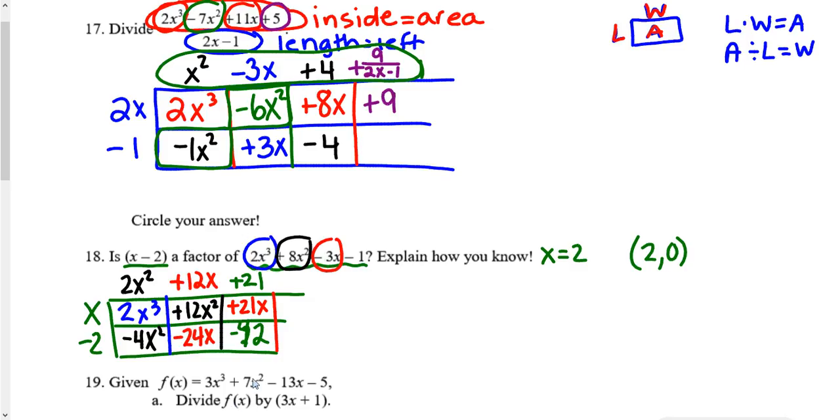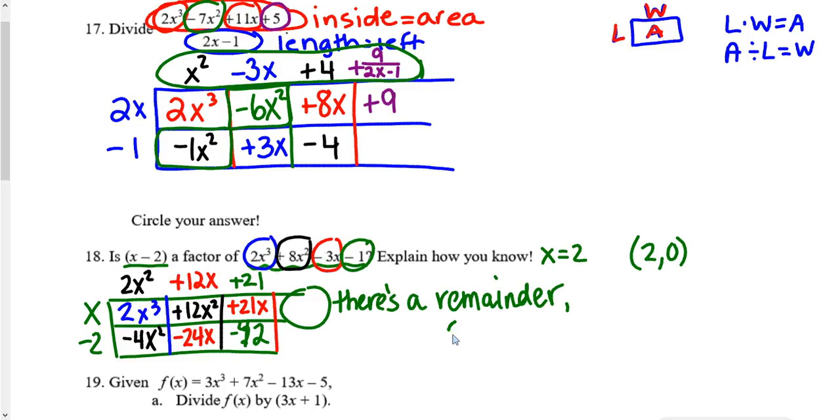So that's not what I'm supposed to have. So there's a remainder. I don't really care what it is. There's just enough to say there's a remainder. So x minus 2 is not a factor.